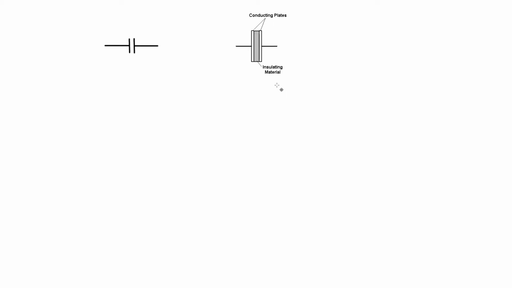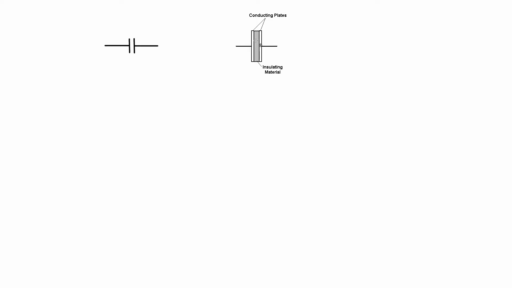There we have it then. That's what the construction of a capacitor actually looks like. We've got these two conducting plates, two metal plates, and in between them we have an insulating material that we sometimes call a dielectric. And it's important to realise that no charge can actually pass between the two plates of the capacitor because of this insulating material between them.